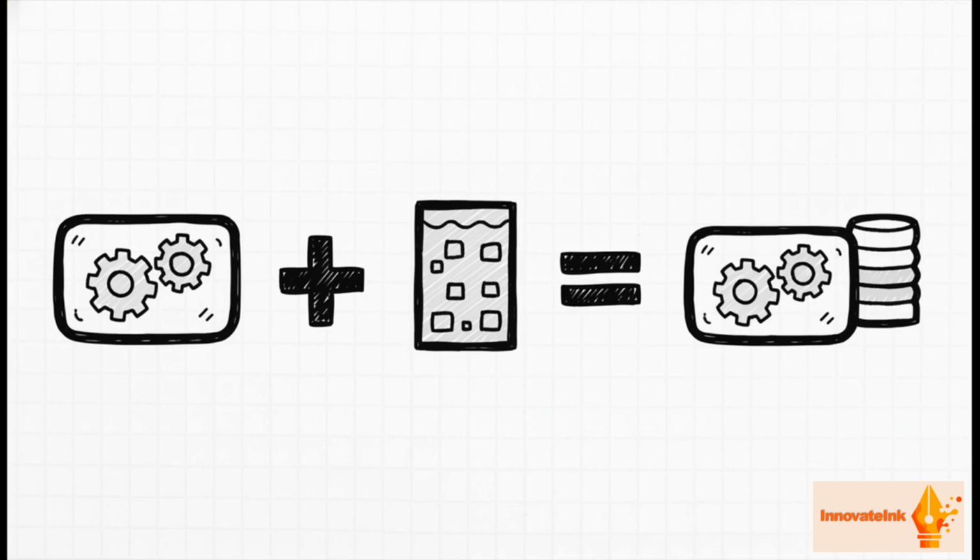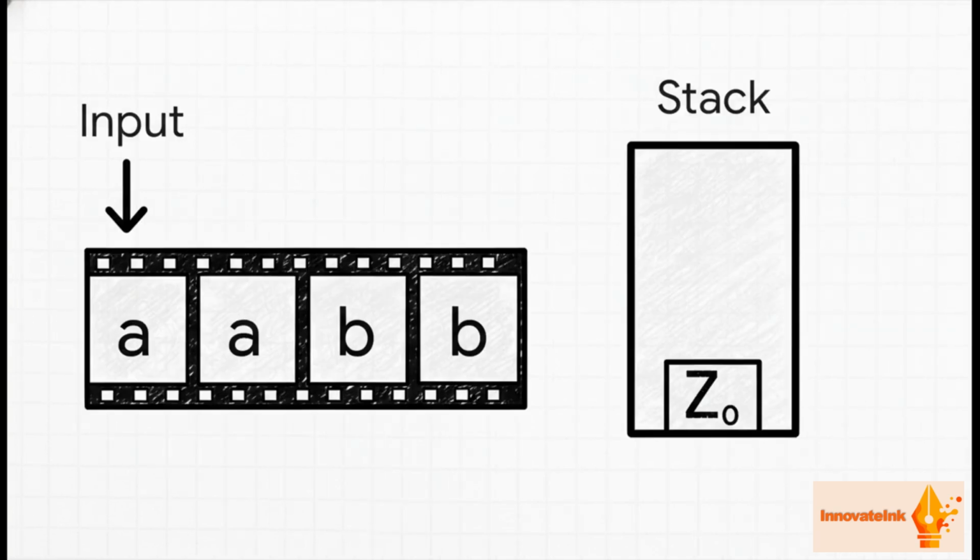A pushdown automata, or PDA, is just a finite automata with that stack memory we talked about. That's it. It's the same machine, just with a new tool that lets it remember things. So, how does this new machine actually work? Let's trace it recognizing our AABB string.